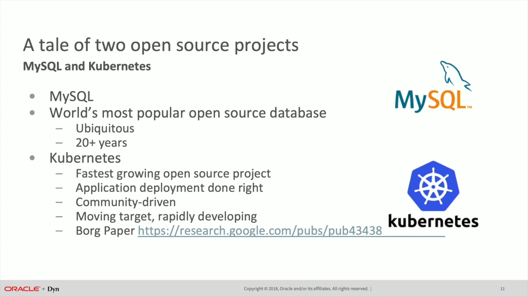It's application deployment done right. When you deploy an application in Kubernetes, you don't have to deal with, it's a pattern known as immutable infrastructure.